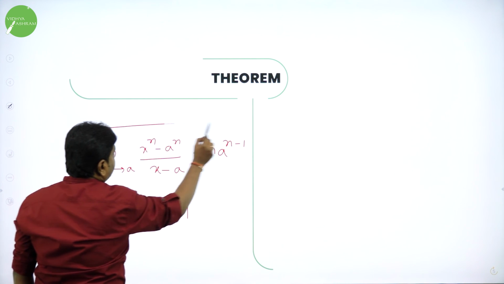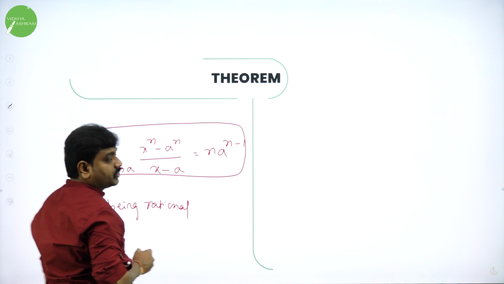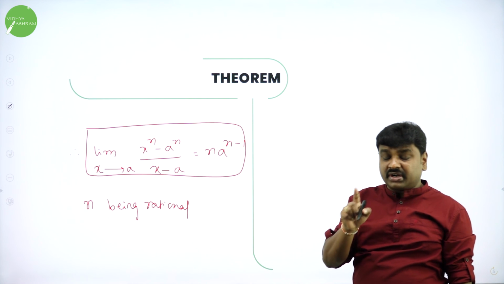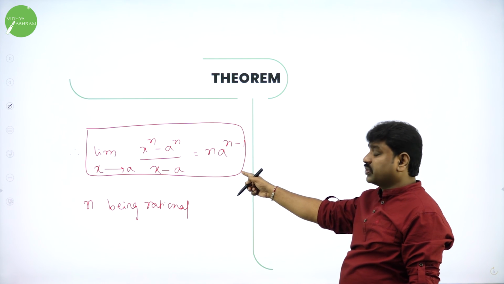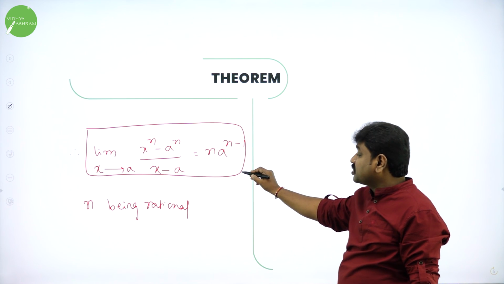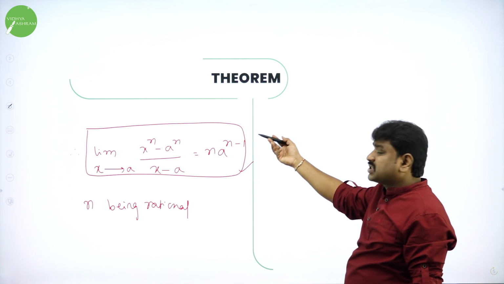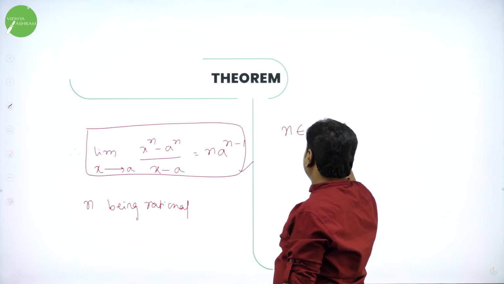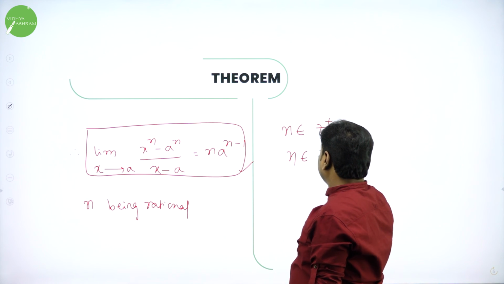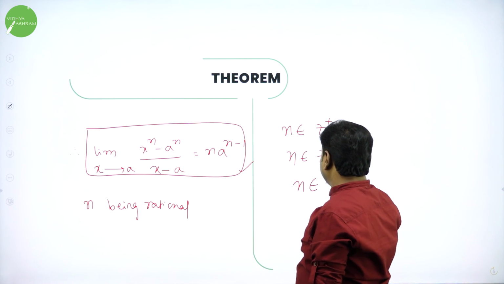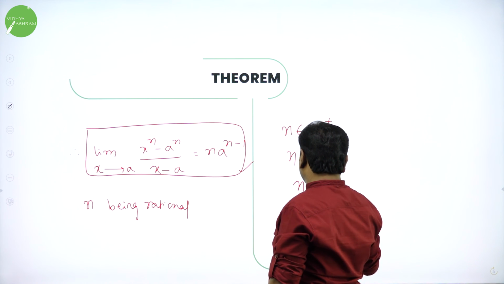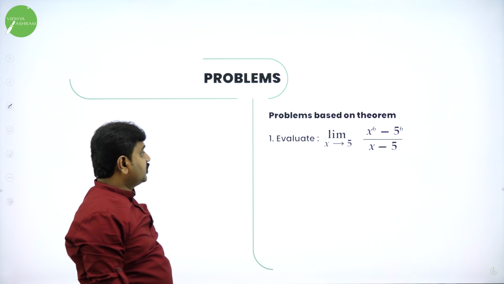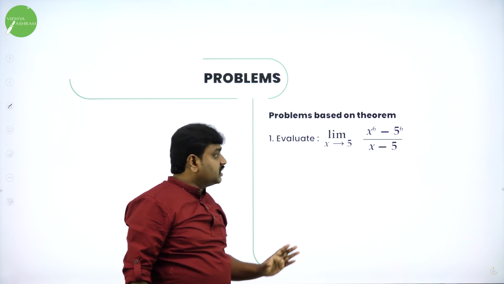So, I am asking you to become thorough with this theorem. What is the formula? Limit x tends to a, (x^n minus a^n) by (x minus a) is n into a^(n minus 1), and we will be solving problems based on this. This theorem is true for n being positive integers, negative integers, and rational numbers. Now, we will take problems based on the theorem.